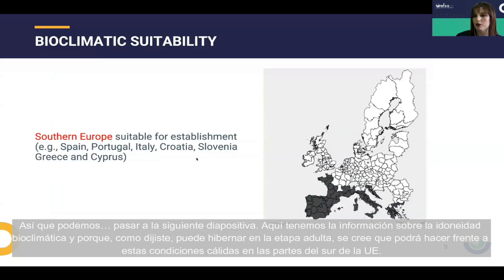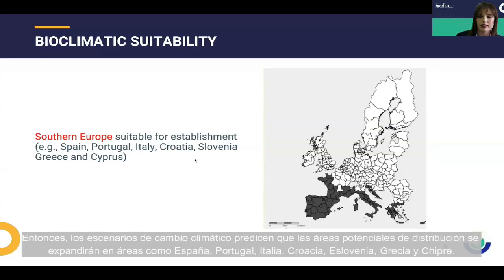So here we have the information on the bioclimatic suitability, and because, as you said, it can overwinter at the adult stage, it is believed that it will be able to cope with these warm conditions in southern parts in the EU. So climate change scenarios predict that the potential areas of distribution will be expanded in areas such as Spain, Portugal, Italy, Croatia, Slovenia, Greece, and Cyprus.